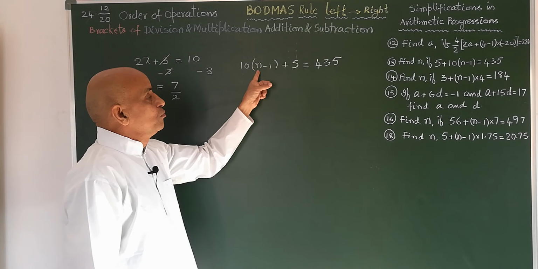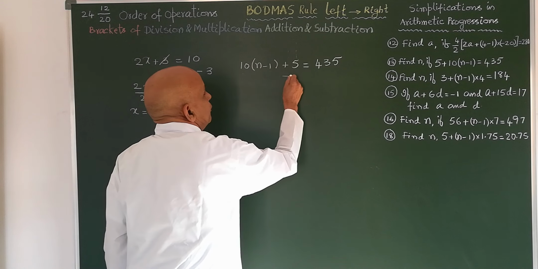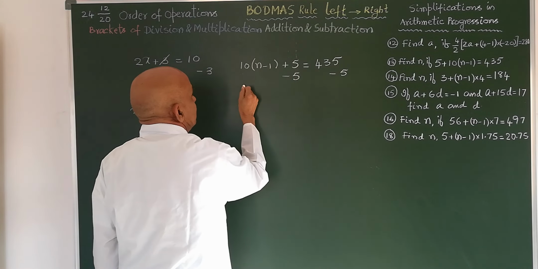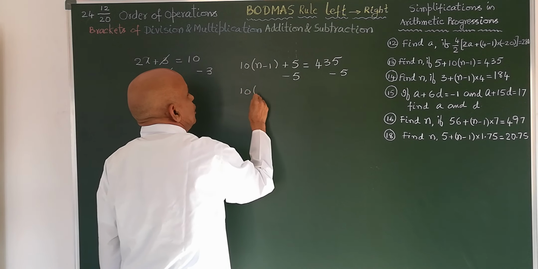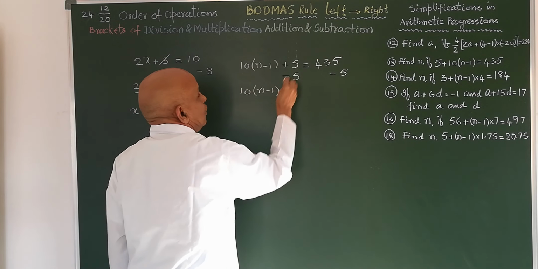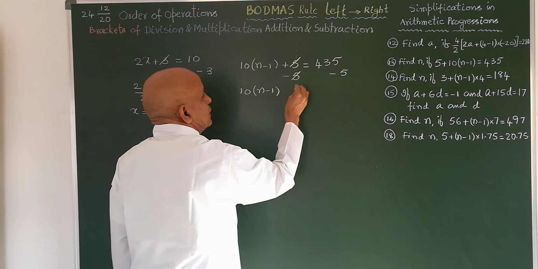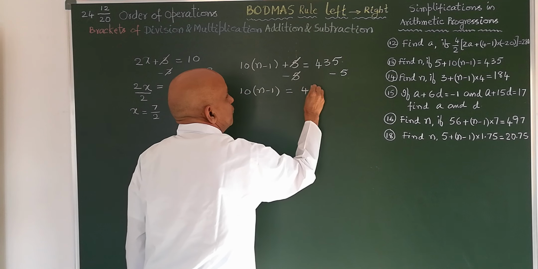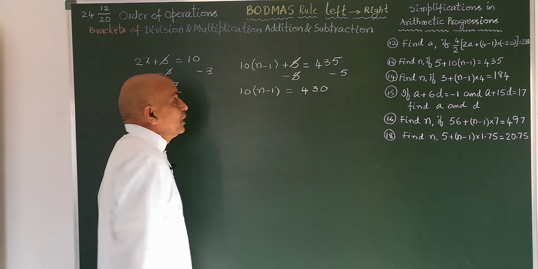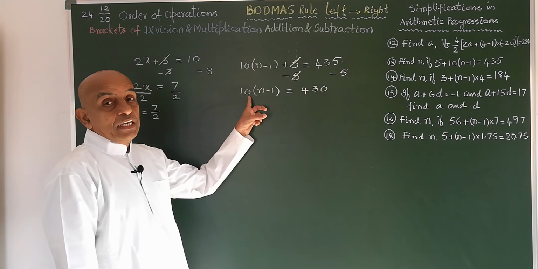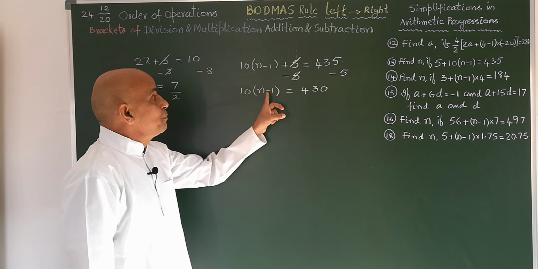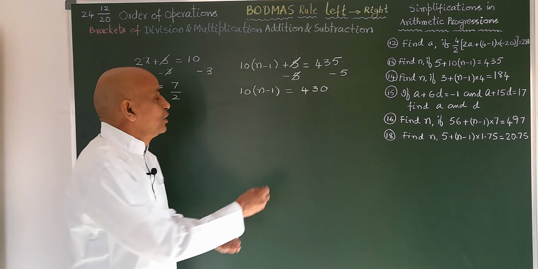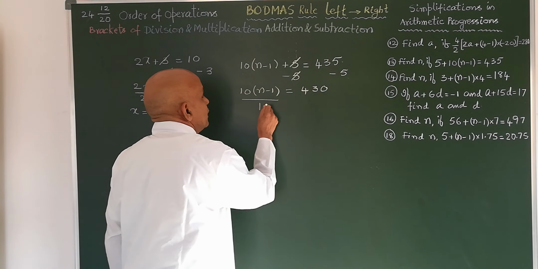N is the unknown. So first we subtract 5 on both sides. Then this becomes 10 into n minus 1. So plus 5 minus 5 gets cancelled. 435 minus 5 becomes 430. Now multiplication has come. So 10 is multiplying n minus 1. So the reverse operation is division. So divide both sides by 10.